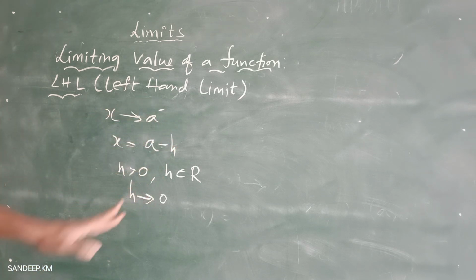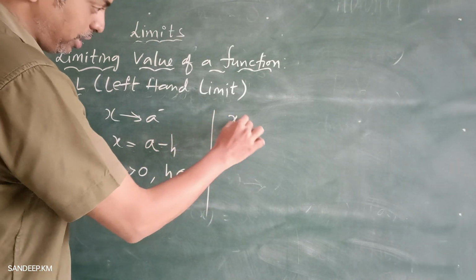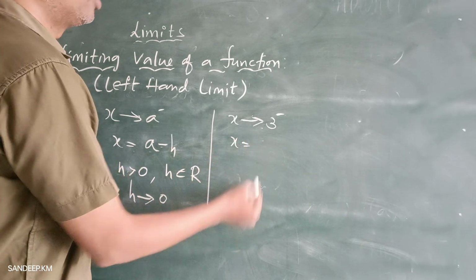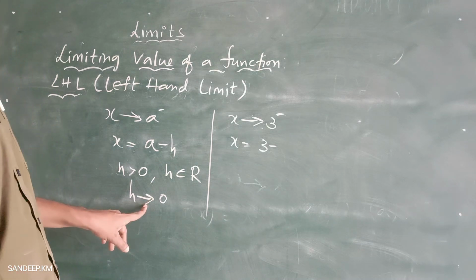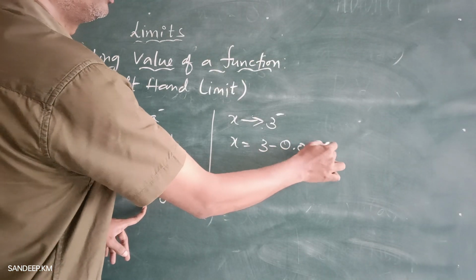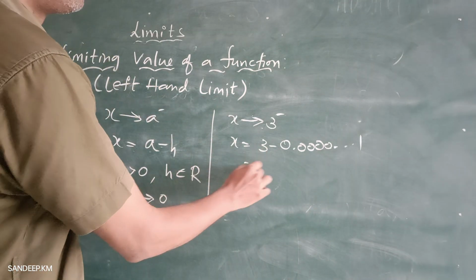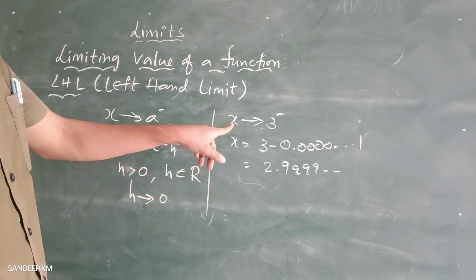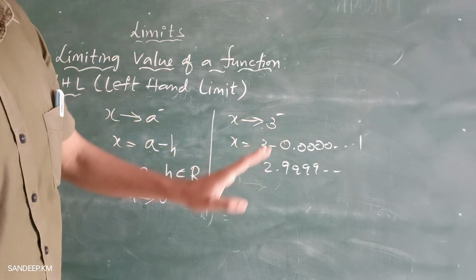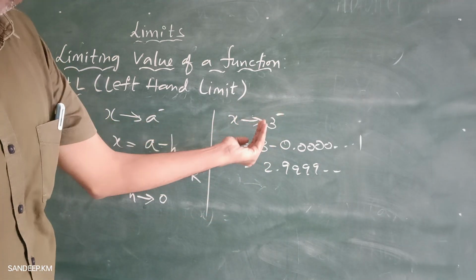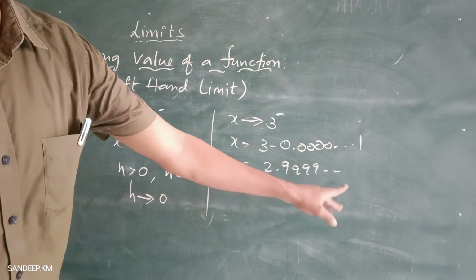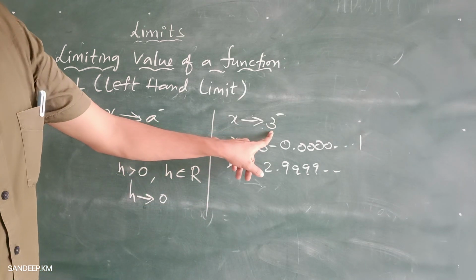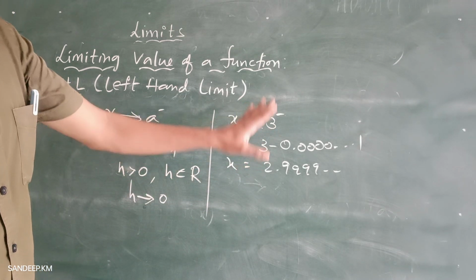If you want to know the meaning of it, let me consider an example. If I say that x is approaching 3 from the left side, it means x can be equal to 3 minus h. When h is approaching 0, it can be 0.00000 and so on, 1, which if you subtract gives 2.999999 and so on. So when I say x is approaching 3 from the left side, I am not saying the x value is 3. It is just less than 3. It can be 2.999999 and so on. It is not exactly 3. Please understand this. I hope you understood the meaning of it.